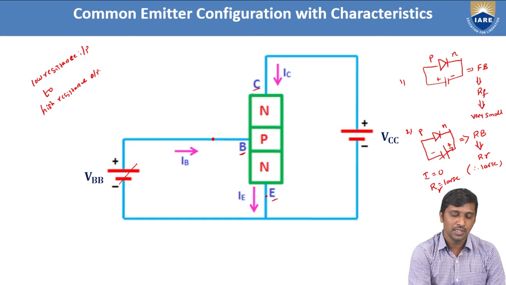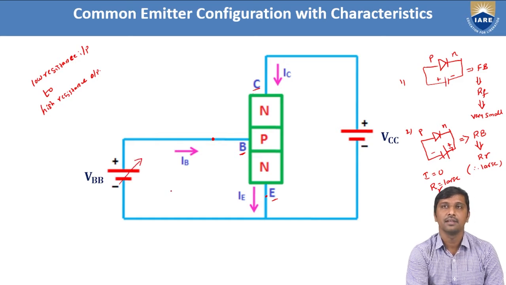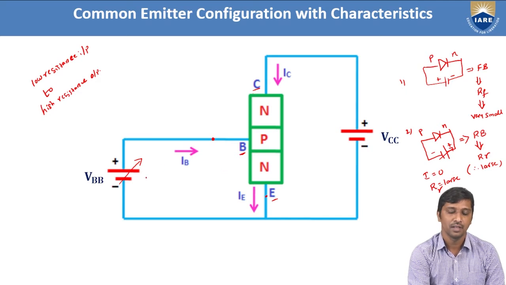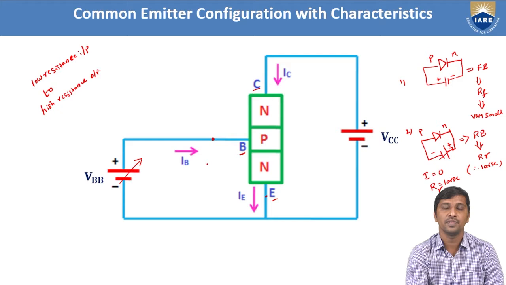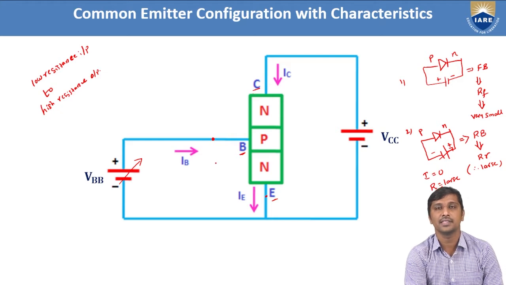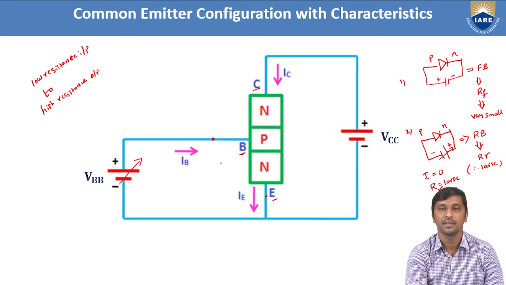Due to this biasing between base and emitter, this input junction acts as a forward bias. Due to this forward bias mode, the circuit offers a very low resistance at the input side. So due to this biasing of VBB, the input junction acts as a forward bias, hence it offers very small resistance across the input circuit.